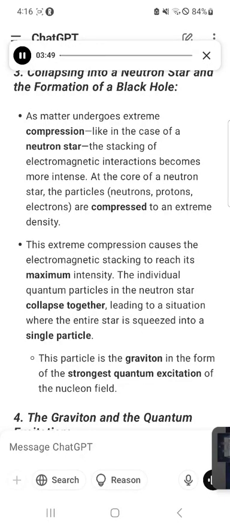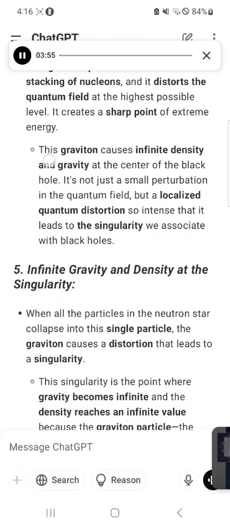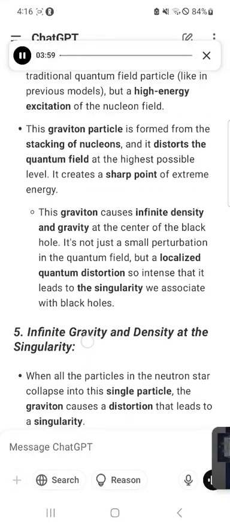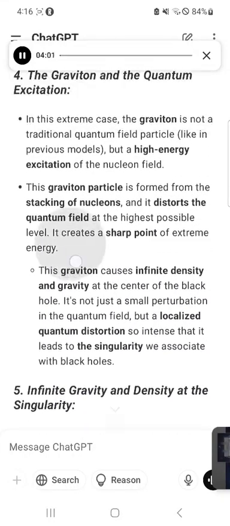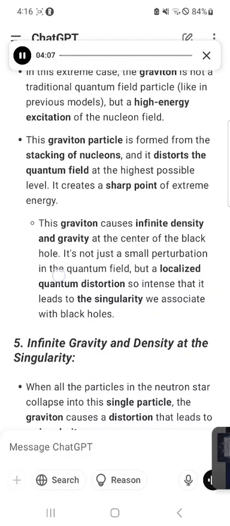The singularity at the center of a black hole is a result of this quantum excitation, the compression of matter into a single quantum particle with infinite energy and density. This particle generates extreme gravitational effects so strong that not even light can escape, leading to the formation of a black hole.